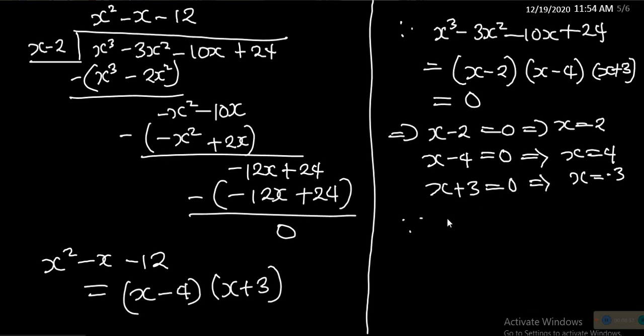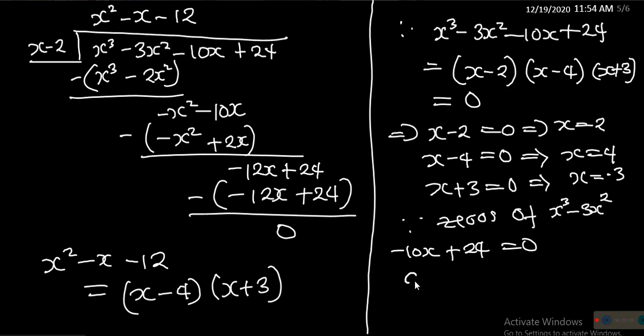So the zeros of x cubed minus 3x squared minus 10x plus 24 equals 0 are x equals 2, x equals 4, and minus 3. Okay, now take note, the degree of this polynomial is 3. Okay, and how many solutions do we have? 3. So the degree of the polynomial gives the number of zeros you are going to have.